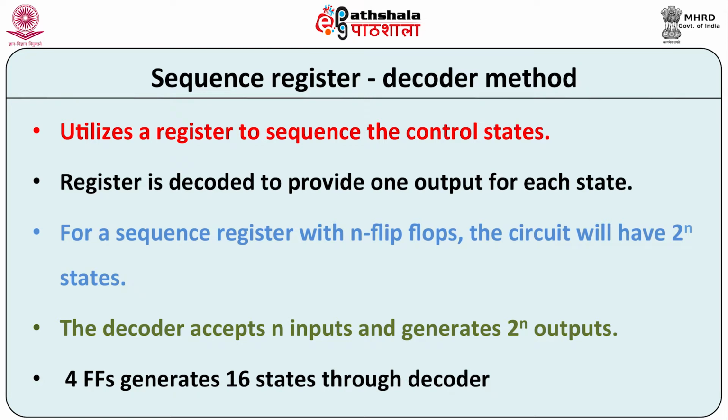Let us consider a sequence register with 4 flip-flops, indicating there are 16 states. The decoder with a capacity of 4 by 16 will be used to generate 16 outputs corresponding to 16 different states, with one output per state. This method of implementation uses MSI circuits for both the sequence register and the decoder.